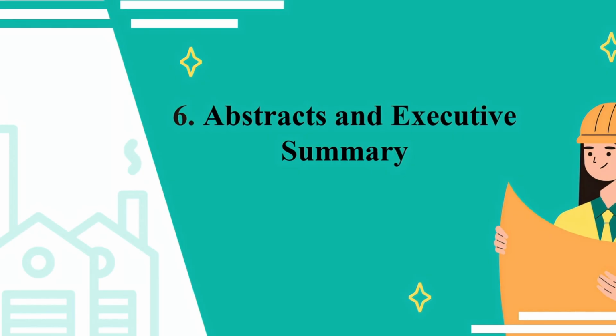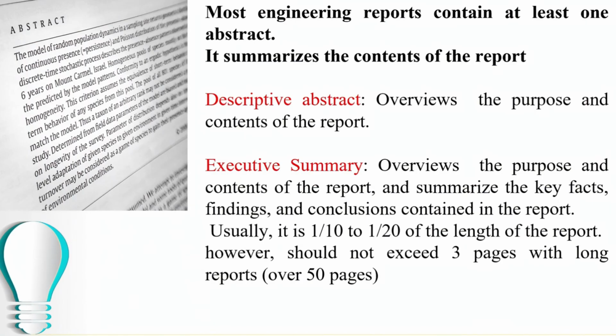Most engineering reports include at least one summary section, so we will move to what we call the abstract and executive summary. The abstract provides a brief overview of the report's purpose and content, while the executive summary is more detailed and longer. It summarizes the key findings, results, and conclusions, and it should not exceed 3 pages for a long report. In a professional report, decision makers often read only the executive summary before they decide whether to read the entire report or not. So you need to write a clear summary with clear information.